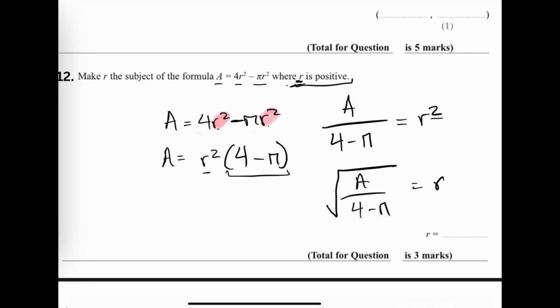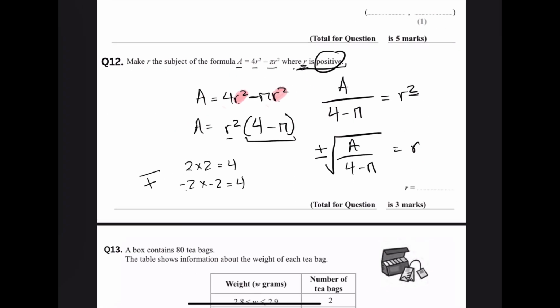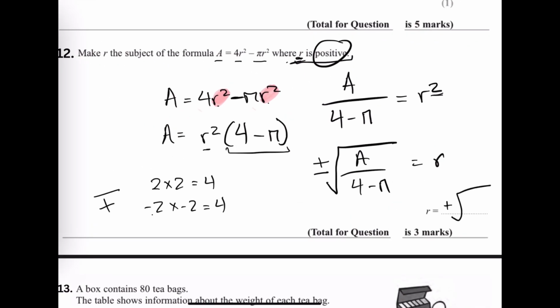So usually when you take the square root of something, it's always a minus and a positive. This is, let's say, because 2 times 2 equals 4, but -2 times -2 also equals 4 because 2 minuses equal a positive. So when you square root something, there is always a plus and minus solution. Because they only wanted the positive, it's going to be plus the square root of a over 4 minus pi.